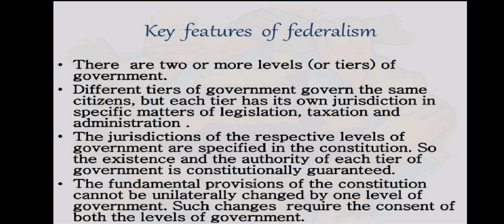Now let us have a look at the key features. What are the features of federalism? The first feature, one of the important features, is that there are two or more levels of government. There are two, means central government and state government. More levels means you can have local government also. So there should be two or more than two levels of government.